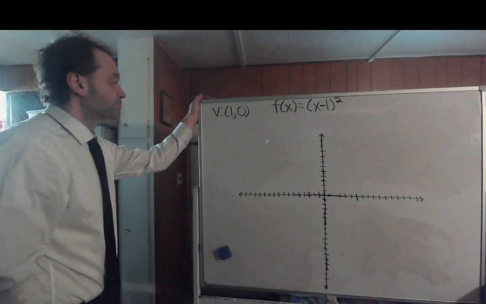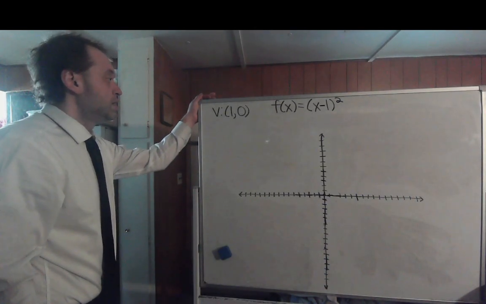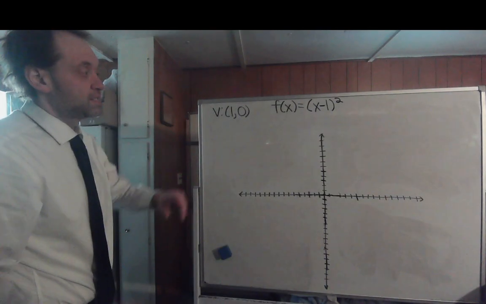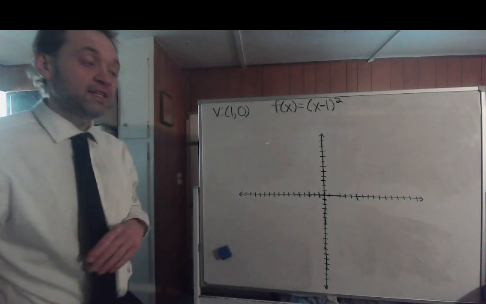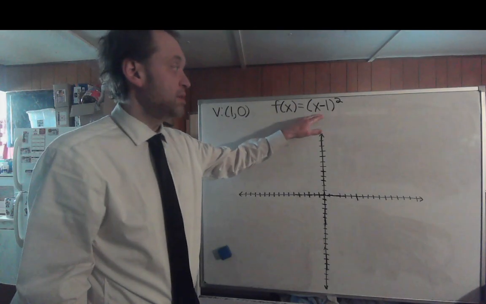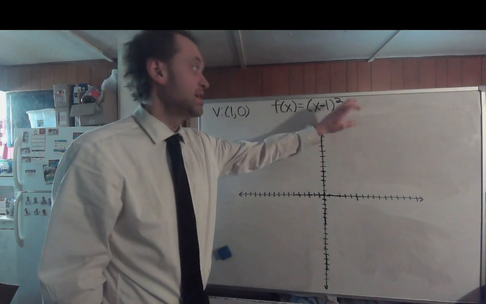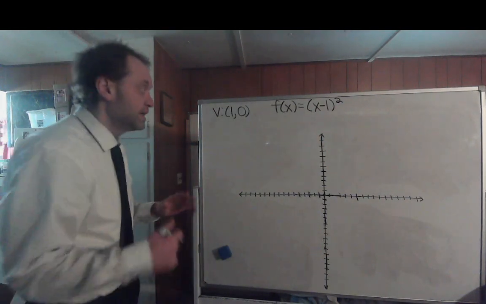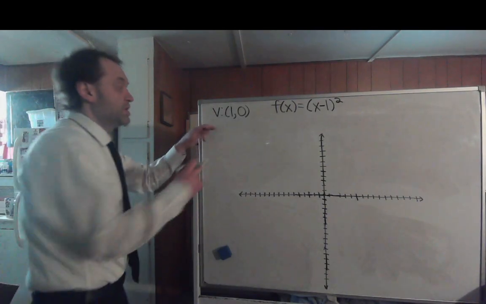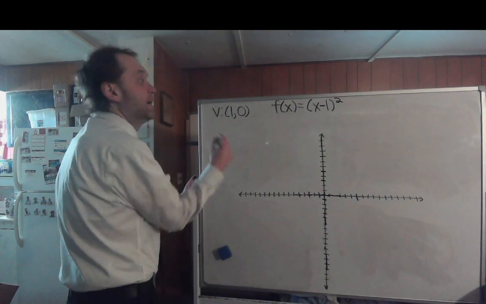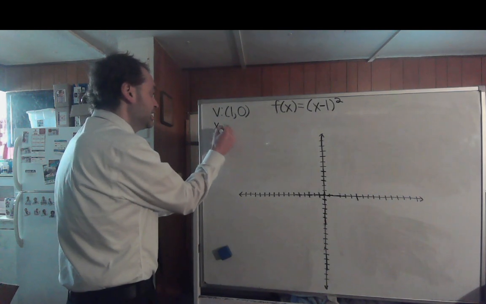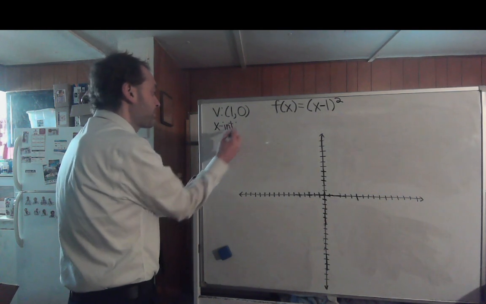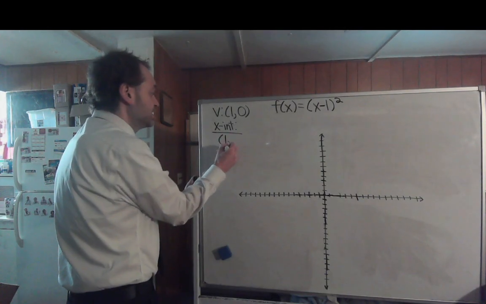Now, that's your vertex, and it's also your x-intercept. If I wrote x minus 1 times the quantity x minus 1, it's the same as x minus 1 to the second power, right? So that x minus 1 is also my x-intercept. The x-intercept is going to be at 1, 0.